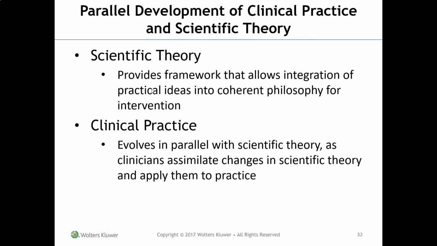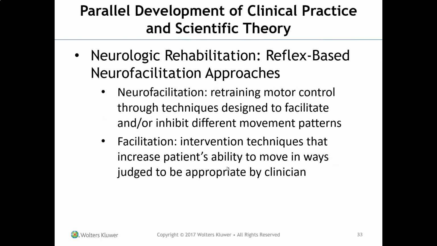So the scientific theory provides a framework that allows integration of practical ideas into coherent philosophy for intervention, and the clinical practice evolves in parallel with scientific theory as clinicians assimilate changes in scientific theory and apply them to practice. Okay. In neurological rehab, reflex-based neurofacilitation approaches.